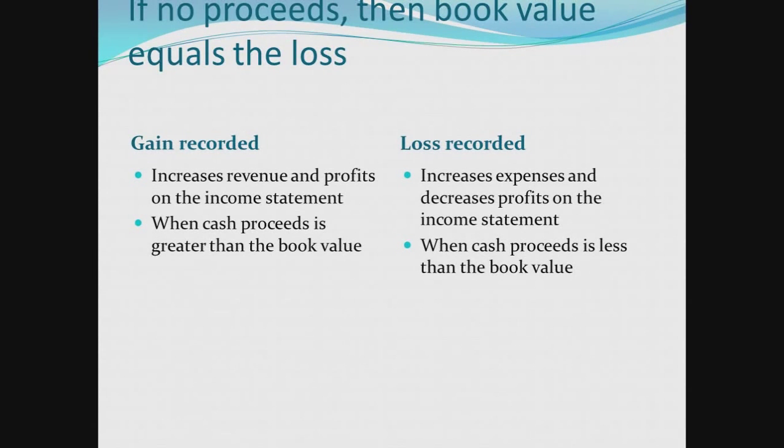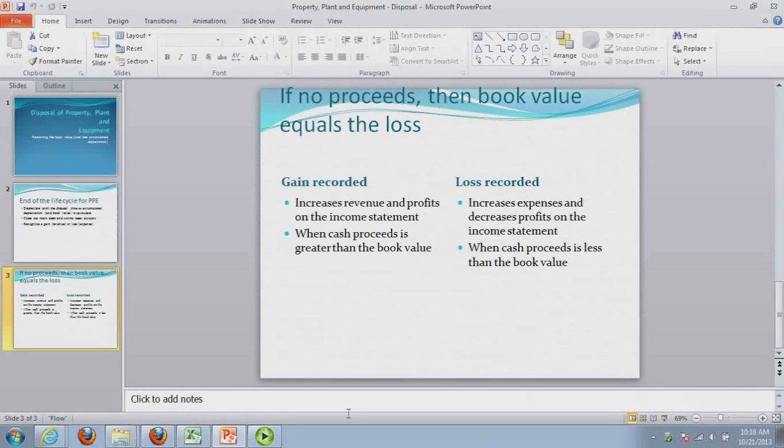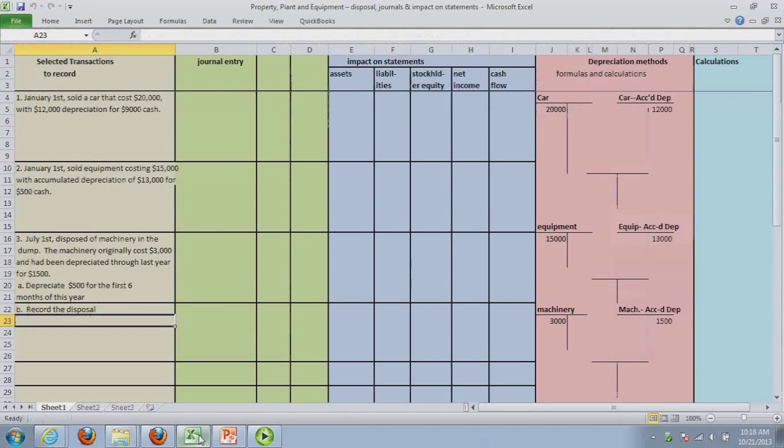So let's take a look at just a short example of this. We'll make some sales. We've got a car, a piece of equipment, and machinery. And we're going to dispose of all three of them and look at the impact on the statements. We've sold the car, and of course here we see that the car originally cost $20,000. It has depreciation to date of $12,000, and we sold it for $9,000.